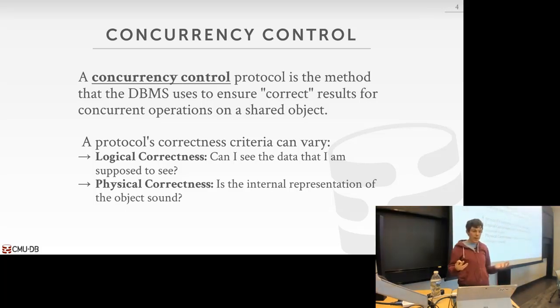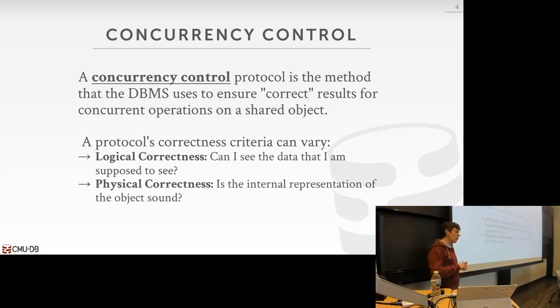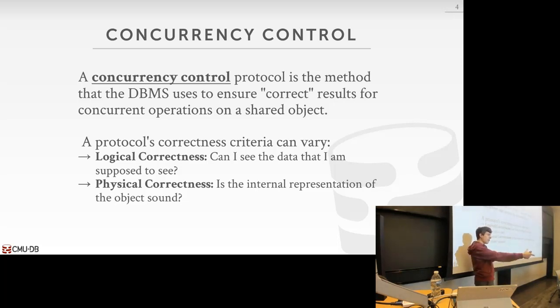So the two types of correctness we care about in concurrency control are logical correctness and physical correctness. Logical correctness is a high-level thing that says, if I'm accessing the data structure, am I seeing the values that I expect to see? So if I have a B+ tree index and I insert the key 5 in my thread, if that thread comes back and reads key 5 right away, it should see it, right? It should not get a false negative. That's a logical correctness thing, that I'm seeing the things that I expect to see.